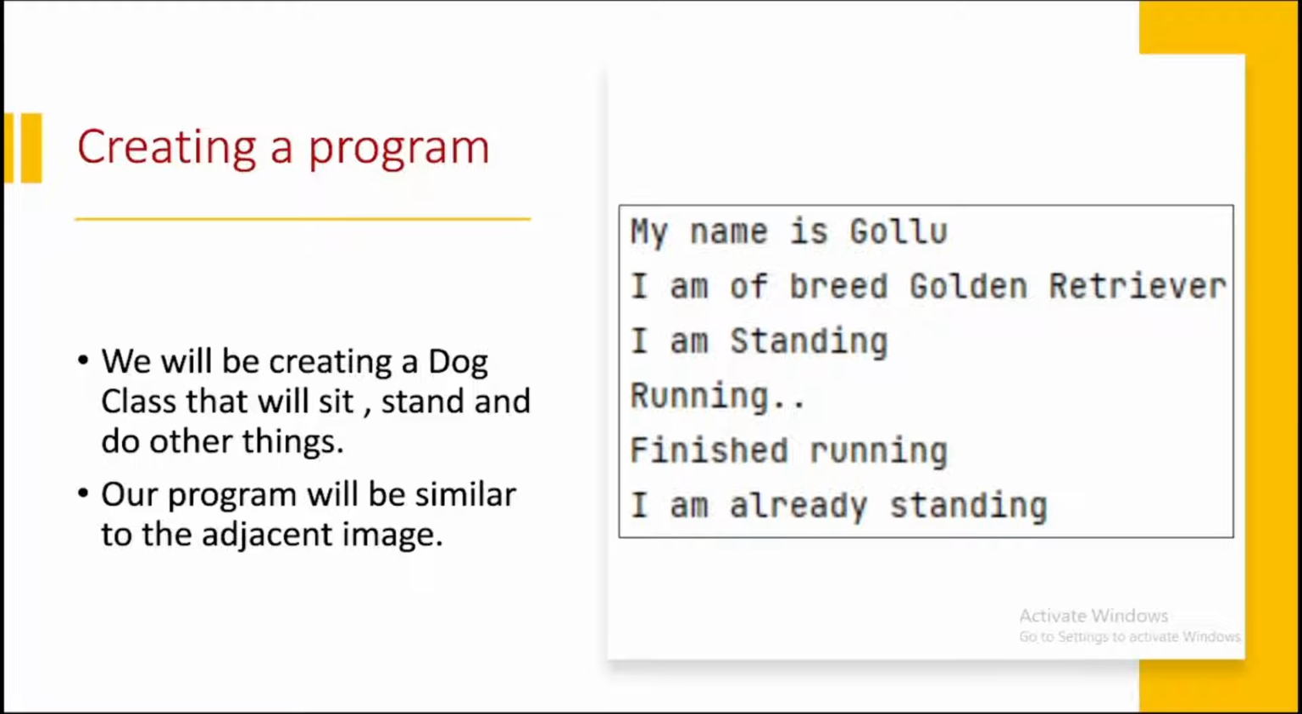So let us create a program. We'll be creating a dog class that will sit, stand and do other things that we tell, and it will also be given a name and it will have a breed. So we create a class which has different variables that store data and also has its own functions. If you tell it to sit, it sits, and if you tell it again to sit, it says I'm already sitting, you cannot tell me to sit again. So this is how we'll do it.